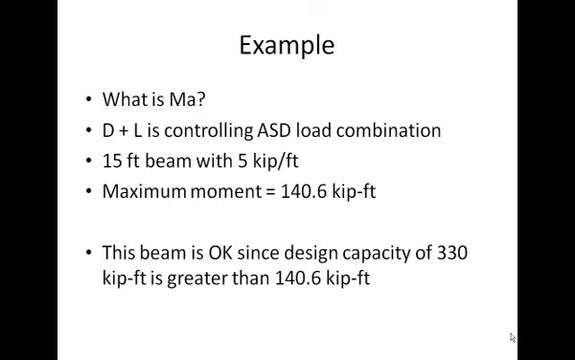Now you'll have to ask yourself, what's the required moment that I'm comparing that design capacity against? What is MA? Since we're doing an ASD problem, the load combination that's going to control when you're given just dead and live load in normal ranges would be dead plus live load. The beam's a 15-foot long beam, so dead plus live is 5 kips per foot. You can actually create a shear and moment diagram, and the moment off of that would be a little bit over 140 foot kips. And if you compare your design capacity of 330 foot kips to that required moment, you would say that this beam is adequate.